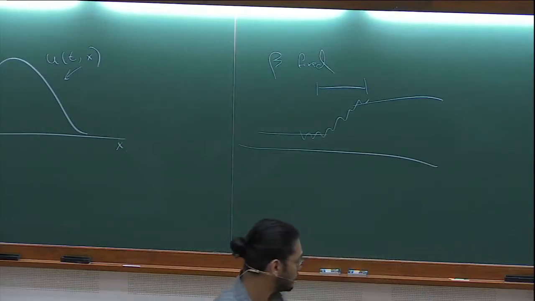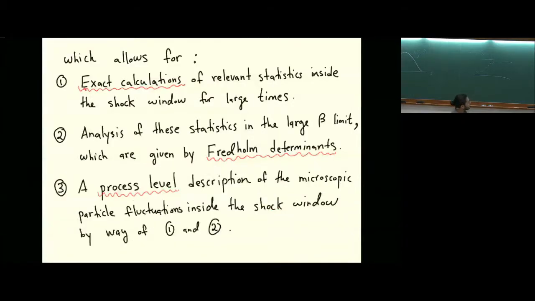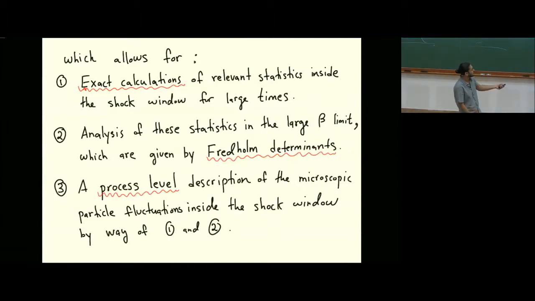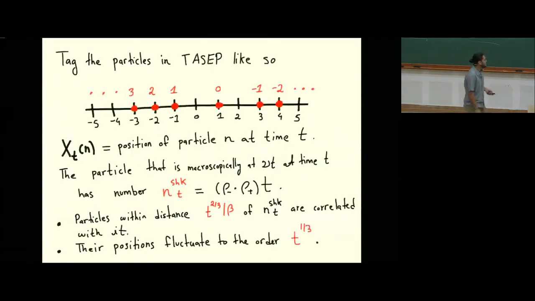And having done so, what you will find is that we get Fredholm determinants that describe the distribution functions, which then you can analyze in this large beta limit to get basically the description of the shock process at the level of the process. Okay. Okay, so this is how we'll do it.